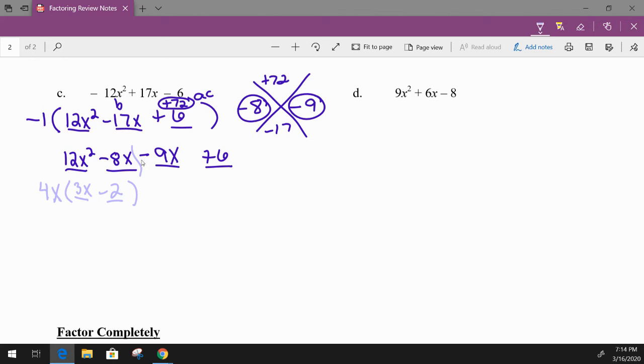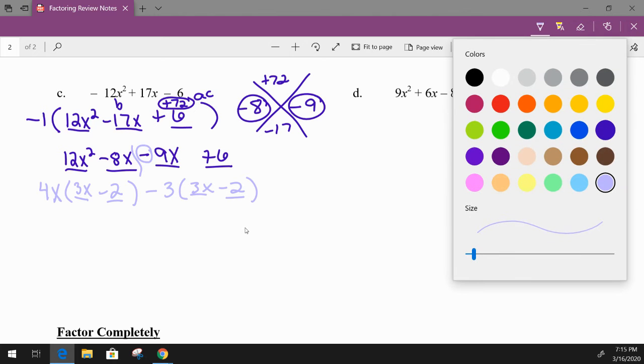The next two terms, again, pay attention to this sign. That sign is brought down. Both 9 and 6 can be divided by 3, so we're going to factor out a 3, but not just a 3, a negative 3. So I'm dividing both terms by negative 3. Since there were two terms here, there must be two terms here. Negative 9x divided by negative 3 is a positive 3x, and then 6 divided by negative 3 would be negative 2.